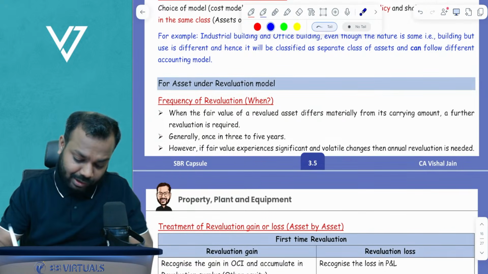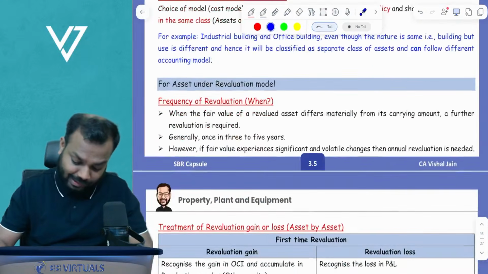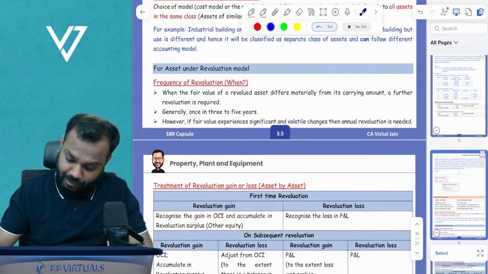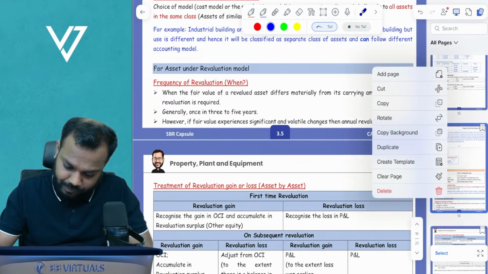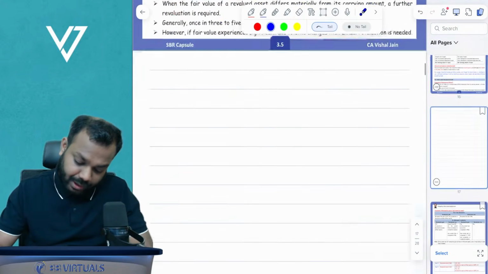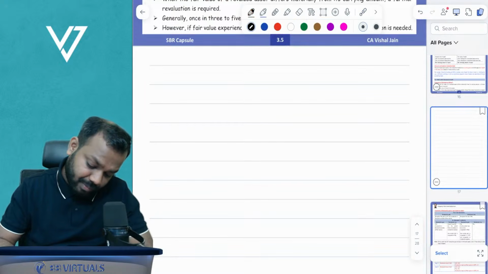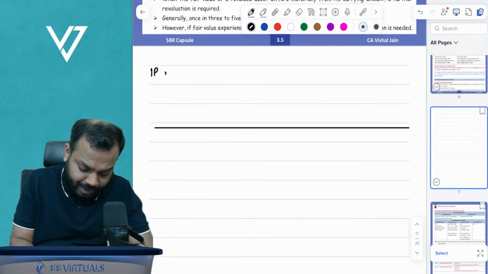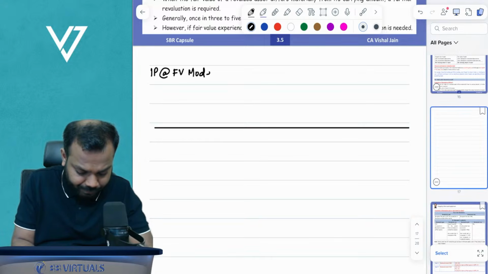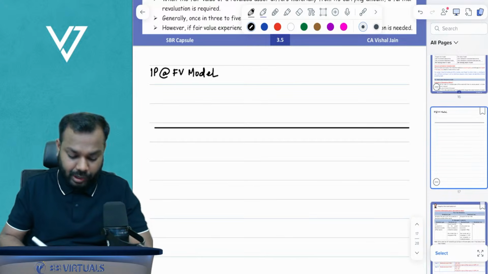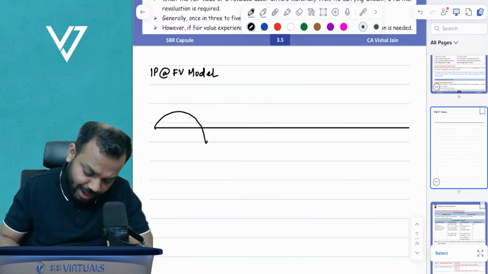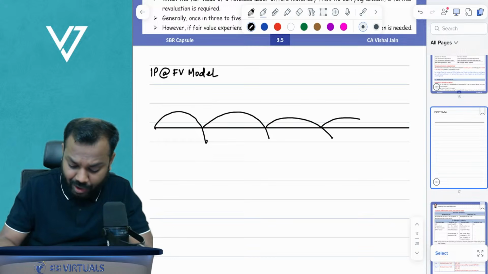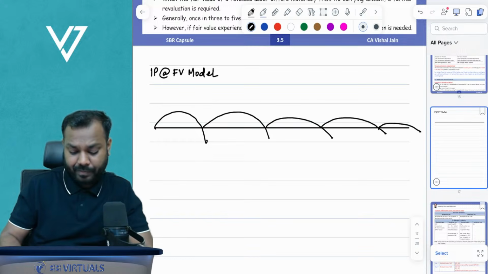So basically it looks like this. Let me show you. If it is investment property at fair value model, you have to do fair valuation every reporting date. You have to do fair valuation annually.